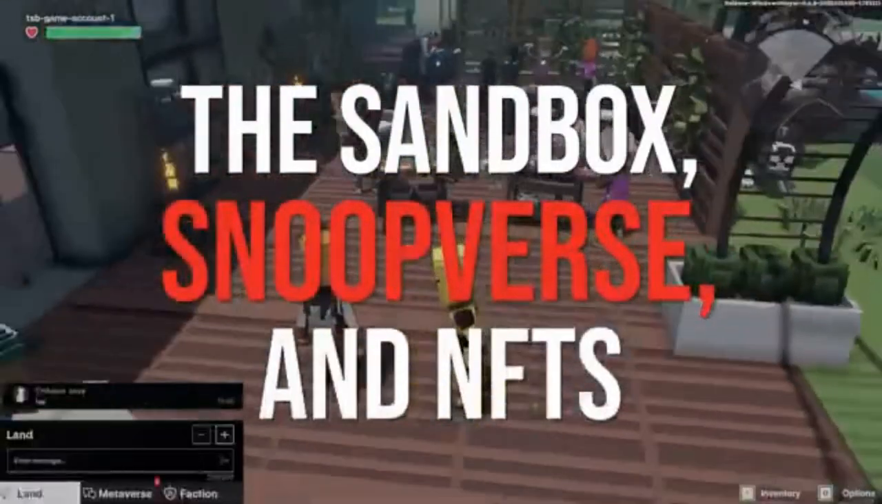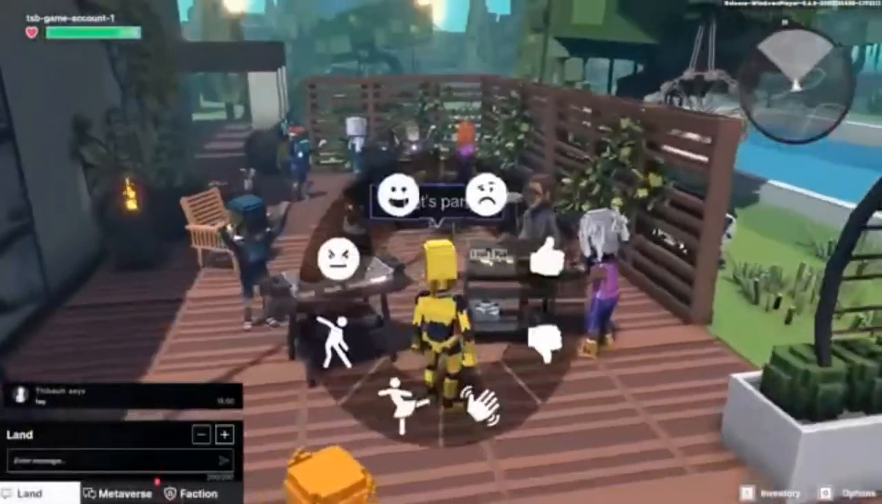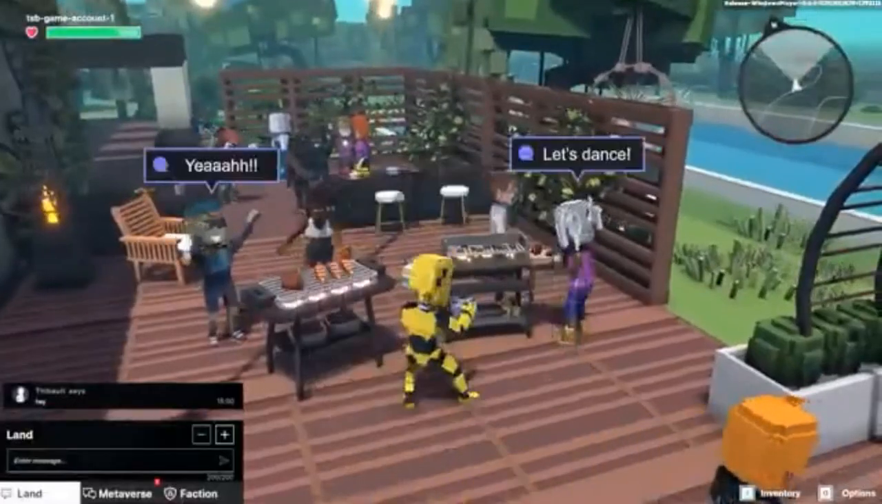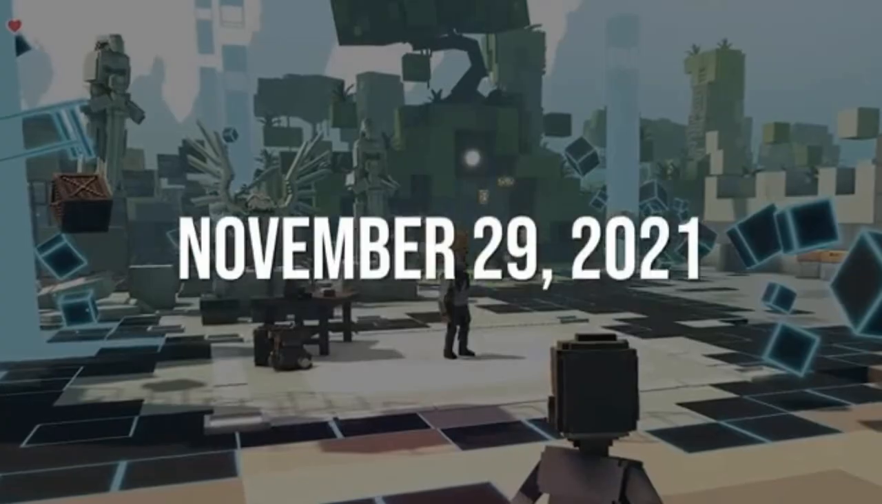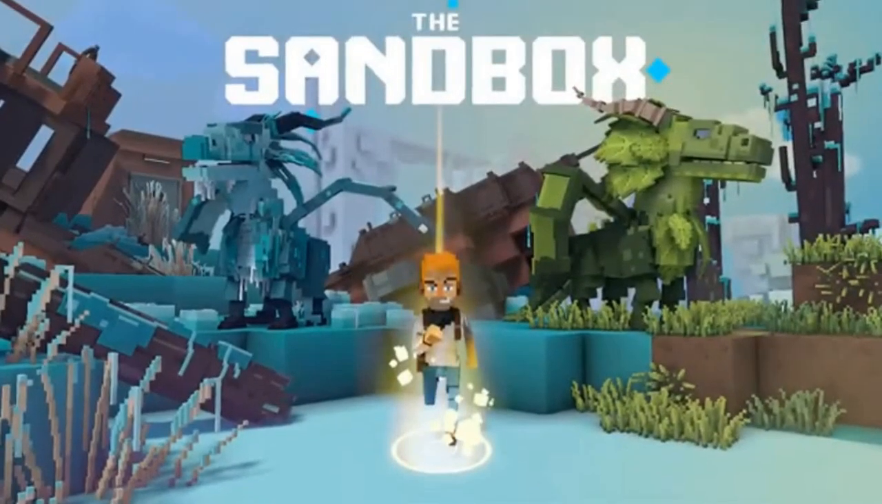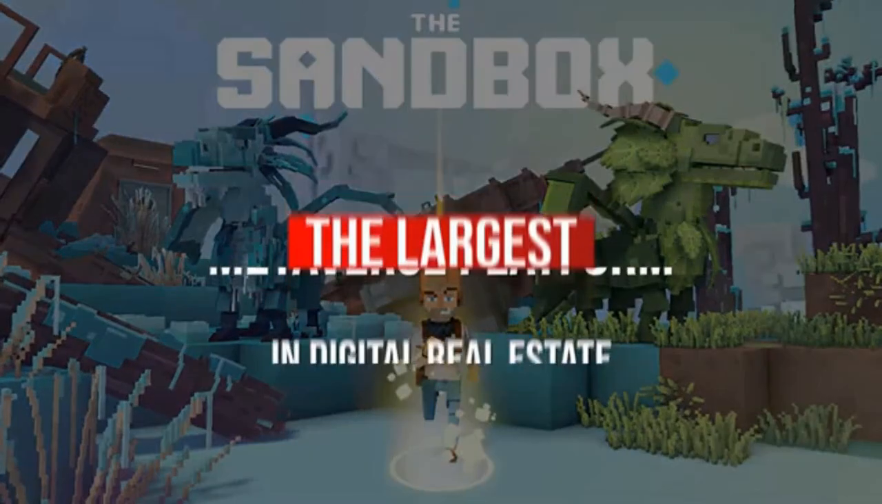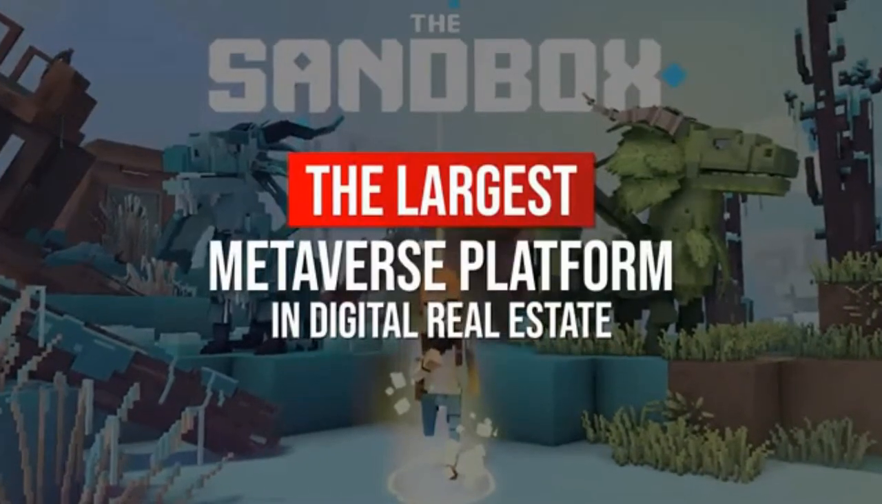The Sandbox, Snoopverse, and NFTs. Starting from being an online game in 2012 to becoming a metaverse platform on November 29th of 2021, Sandbox has gone through an incredible growth. It is currently the largest metaverse platform in digital real estate.